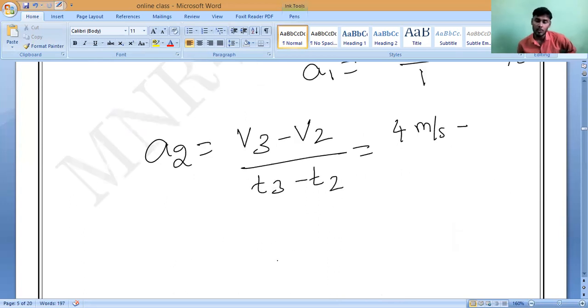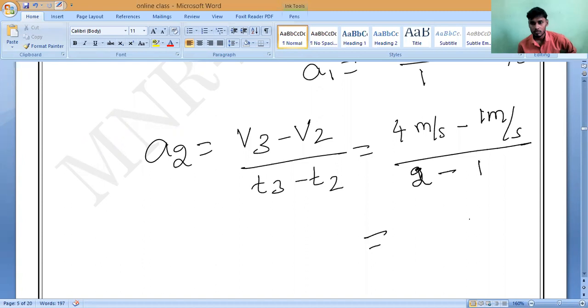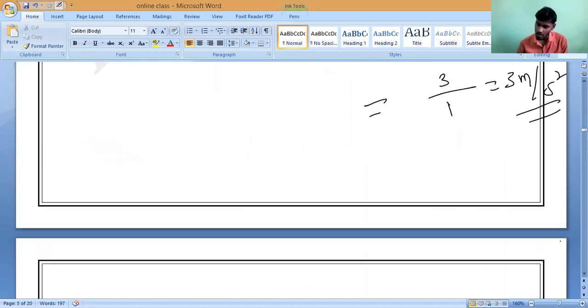V2 equals 1 meter per second. Then T3 minus T2 equals how much? 3 minus 2 is 1. So 4 minus 1 is 3, divided by 1, which is 3 meter per second square.